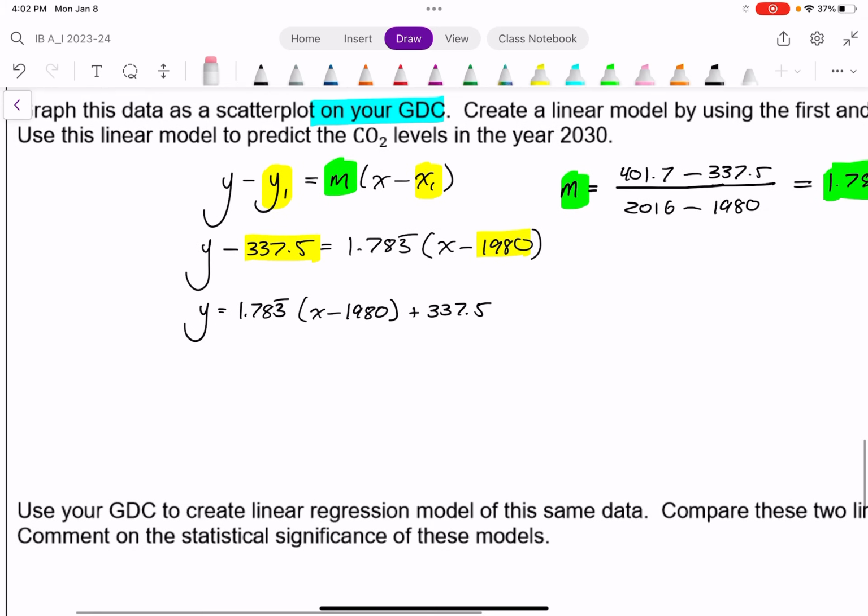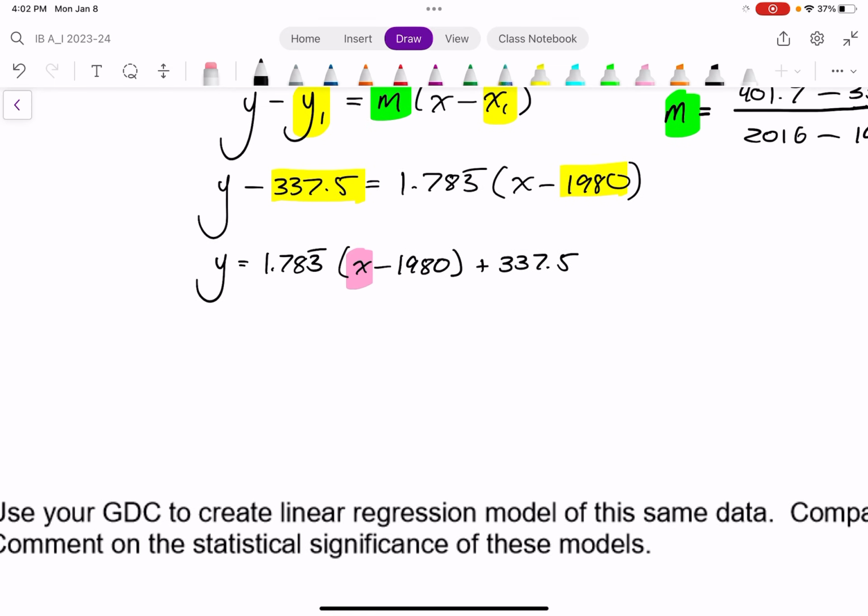I now want to use this to determine the CO2 levels in the year 2030, which in this case, I just replace x with 2030. And if you do that, you should get y equaling, because I can just figure that out quickly on a calculator, I should get about 427 parts per million.